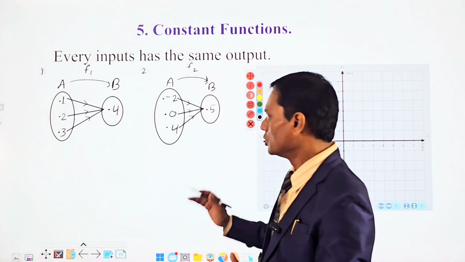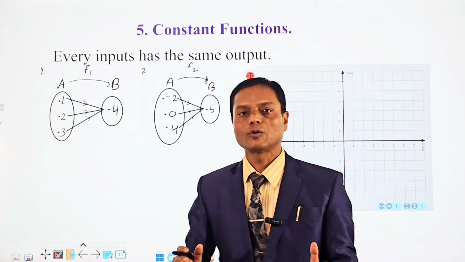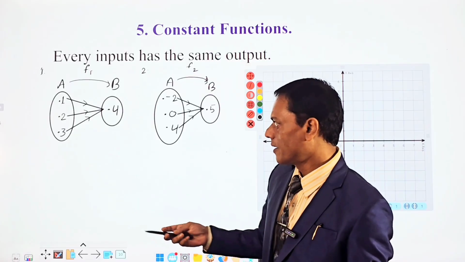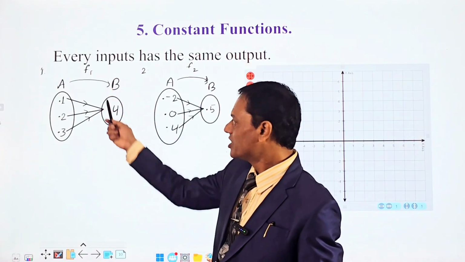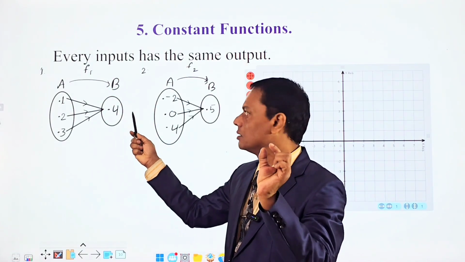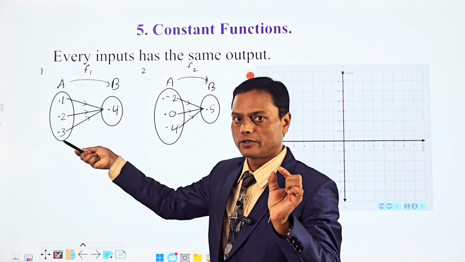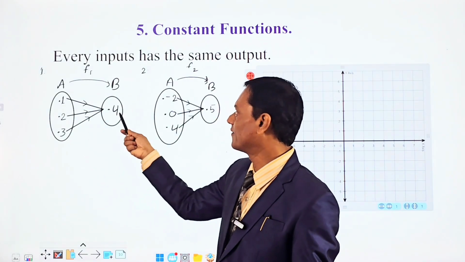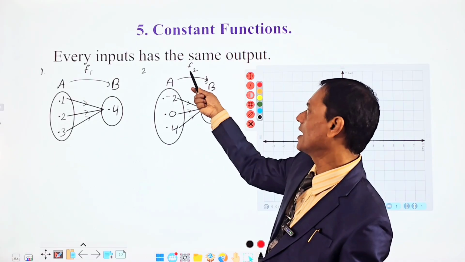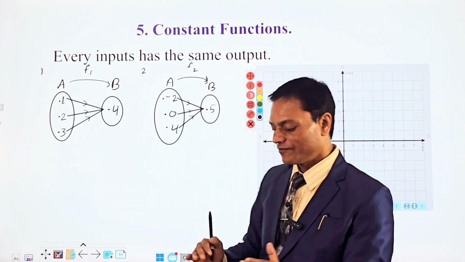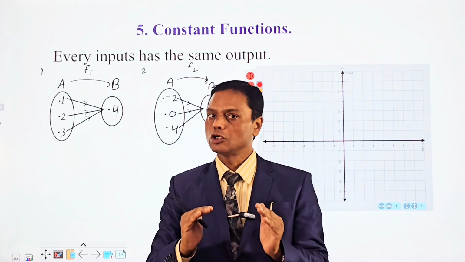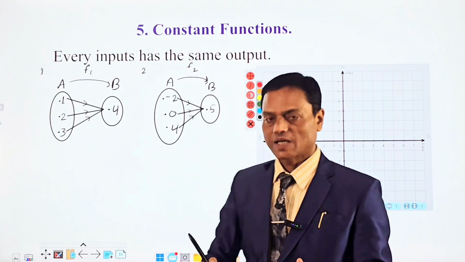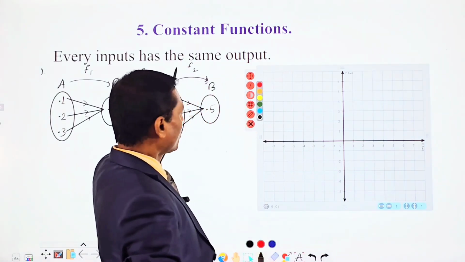Constant functions. What kind of functions are known as constant functions? Let's have a look here. We have only one image for all the inputs: 1 to 4, 2 to 4, 3 to 4. Every input has the same output, so we have the same image for all the domain. Such type of functions are called constant functions.